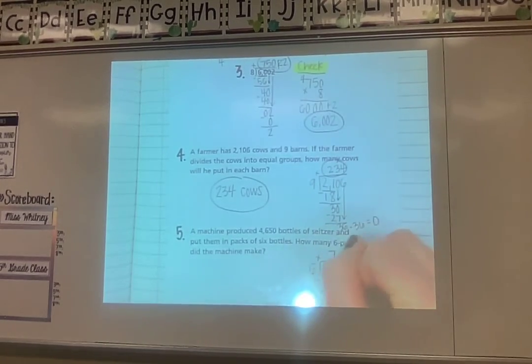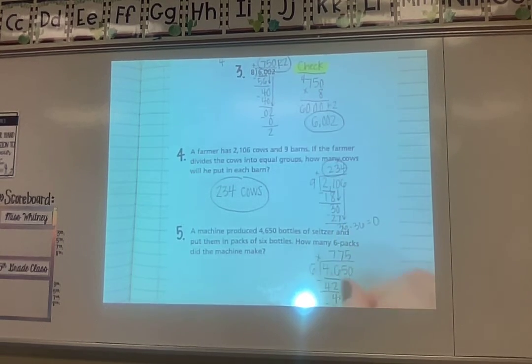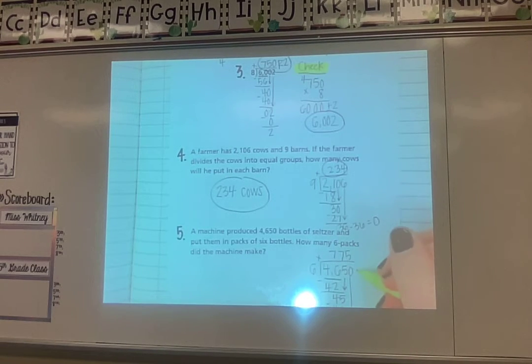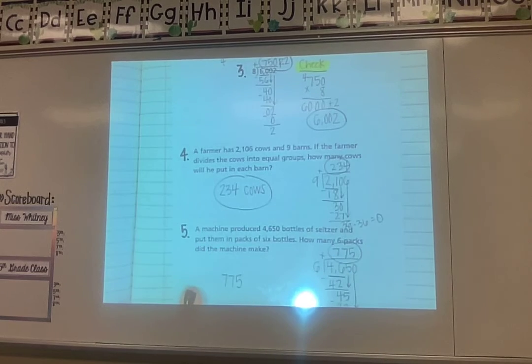Going to subtract those, which gives me a 4, and then bring down that 5. If I bring down, I go again. How many 6s will fit into 45? That would be 7. 6 times 7 is 42. Subtract those, that gives me a 3, and then I bring down that 0. If I bring down, I go again. How many 6s will fit into 30? That would be 5. 6 times 5 is 30. When I subtract that, I get a 0. Bananas, I have nothing to bring down. I have no remainder. So 775, and I'm looking for my label.